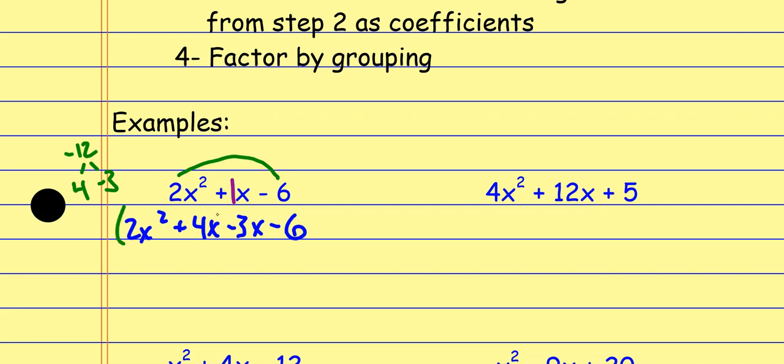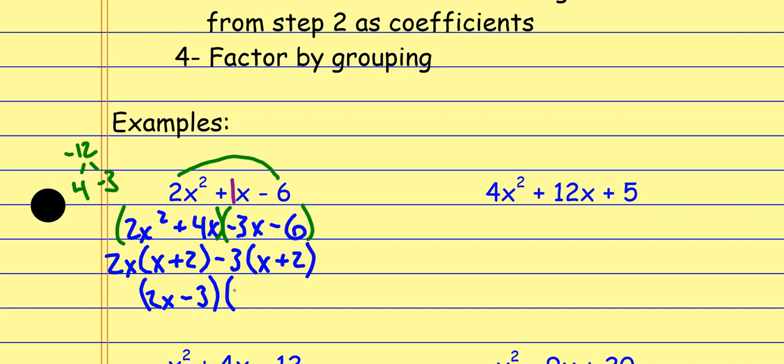Now I have 4 terms, so now I can do factor by grouping. Out of the first group, I can factor out a 2x. That leaves me with an x plus 2. Out of the second group, I can factor out a negative 3. That leaves me with an x plus 2. They have the x plus 2 in common, so that means my two factors are going to be the 2x minus 3 and the x plus 2.